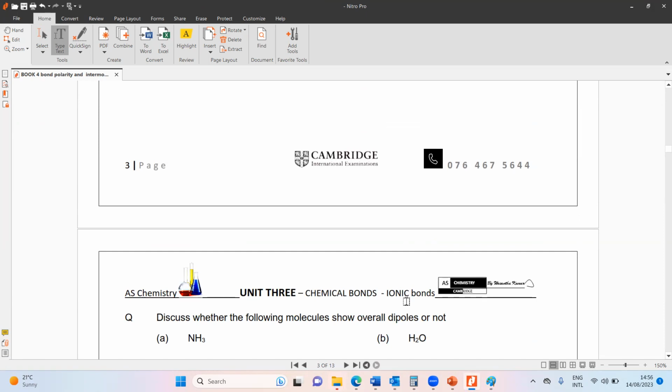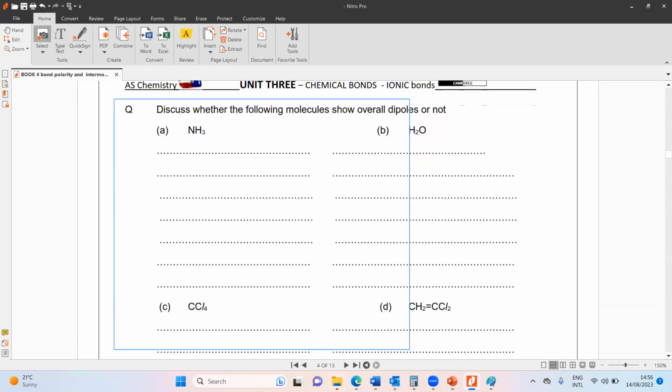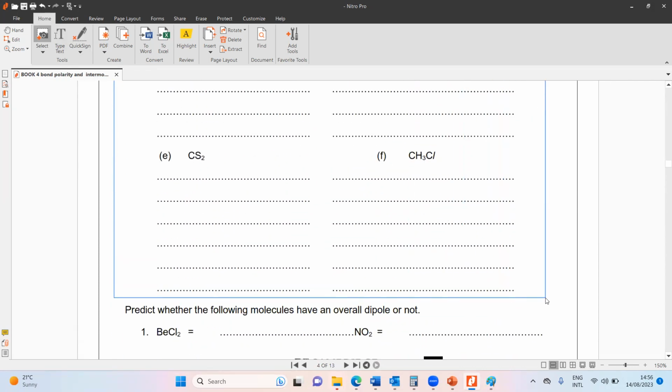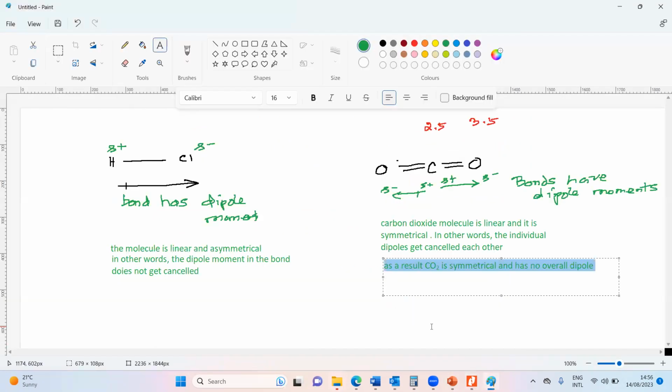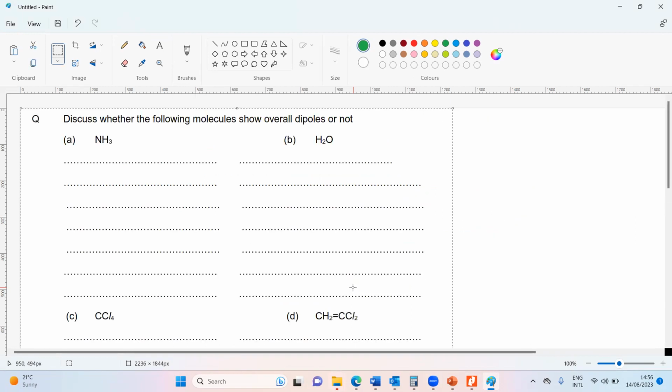Discuss whether the following molecules show overall dipole or not. Remember, children, it will be very difficult for you to attempt this question if you have no idea about constructing shapes of molecules. You should have a very clear idea about dot cross diagrams and shapes of molecules before we start this work. You will see how important it is to know these concepts when it comes to the discussion of this.